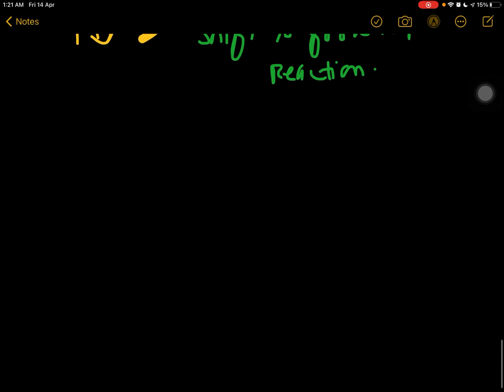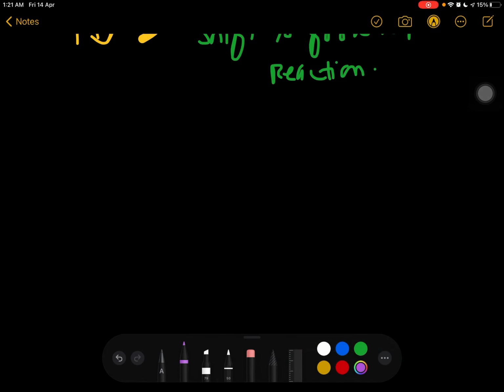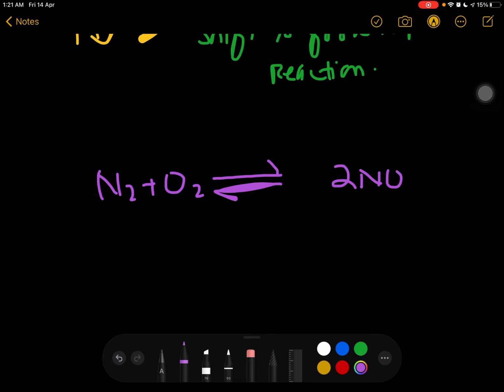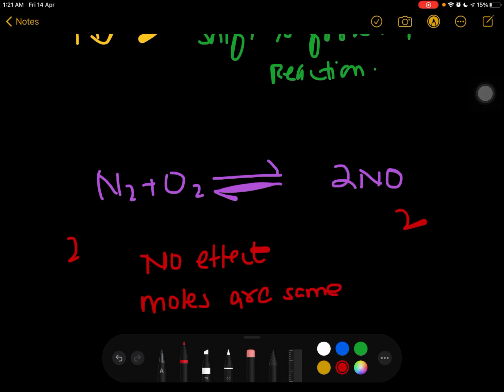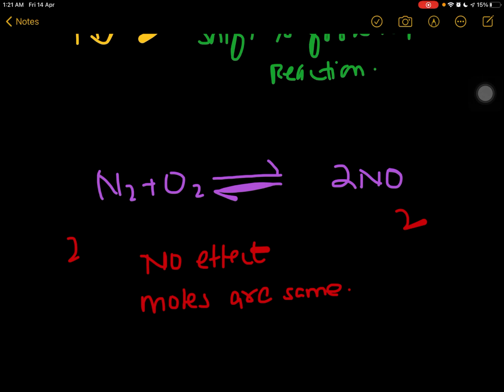Now consider that we have, for example, N2 plus O2 makes 2NO. As you can see, we have 2 moles here and 2 moles here. So what will be the effect if I increase or decrease the pressure? There will be no effect, because the number of moles are the same.